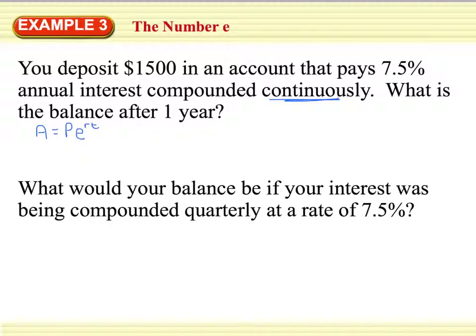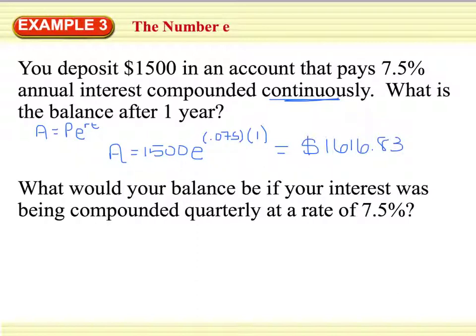We're going to plug in our $1,500 for our P, e, and remember when we plug in our r value, we have to plug that in as 0.075. You have to convert it to a decimal, and our time then is going to be 1 year. When we plug this in, you should end up with something around $1,616.83.